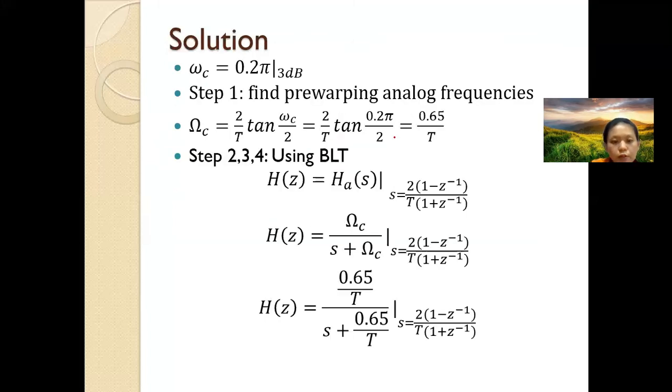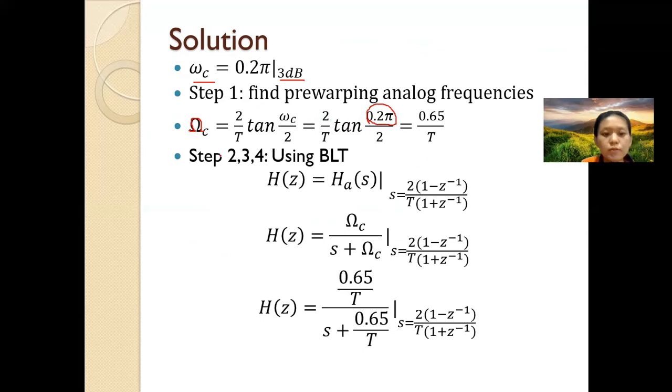So we go for the calculations. We know that our omega c in the digital is equal to 0.2 pi at the cut-off frequency of 3 dB. First step, we want to find our pre-warping analog frequency, this analog omega c. So this one is in analog, equal to 2 divided by T tangent of digital omega c divided by 2. So we substitute our digital omega c with 0.2 pi divided by 2, and we calculate with the calculator, we will get 0.65 divided by T.